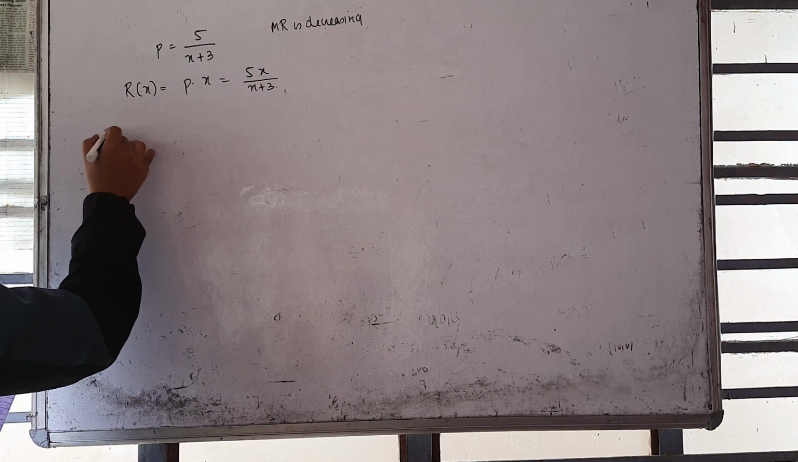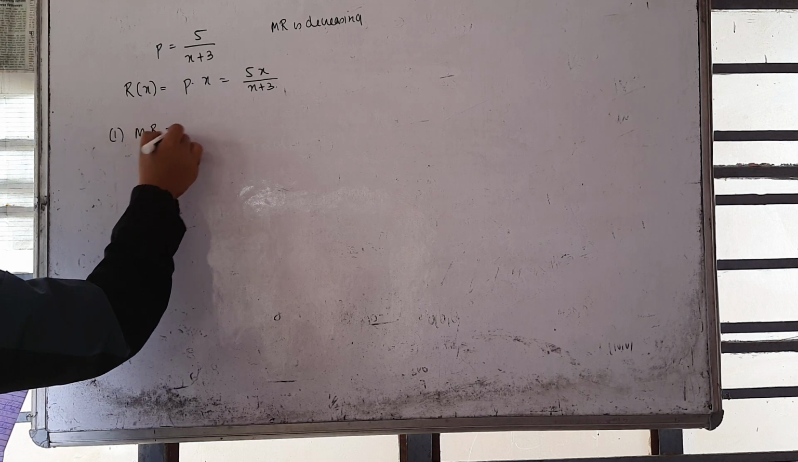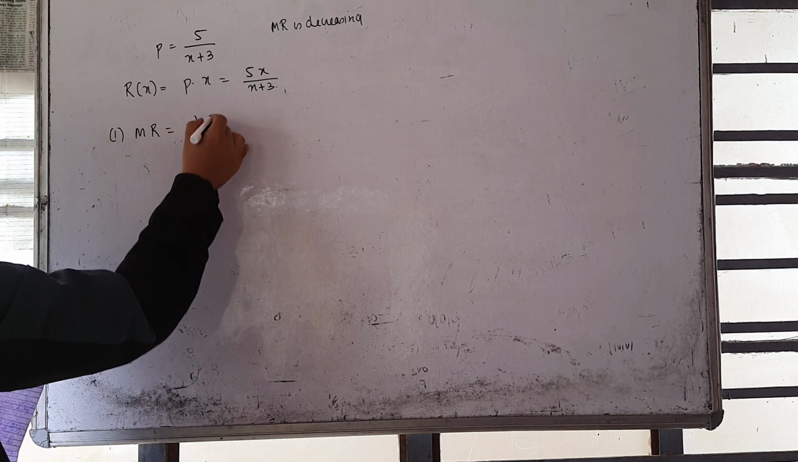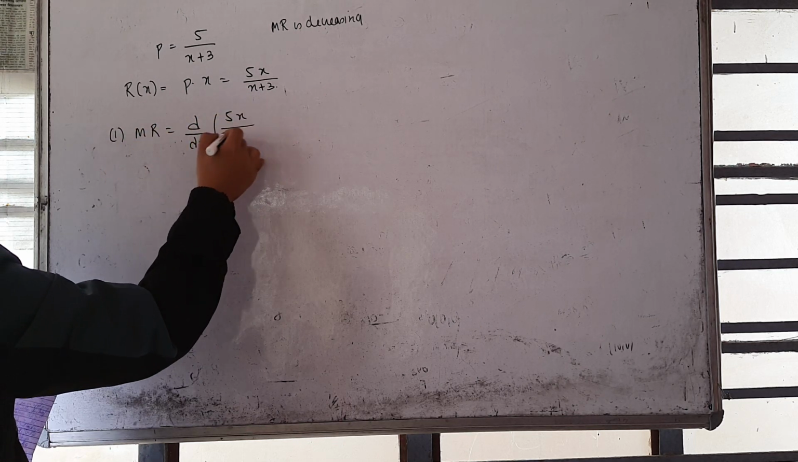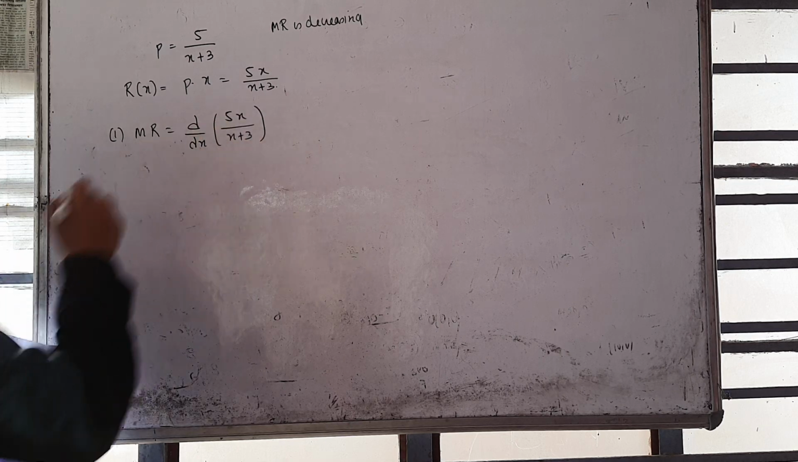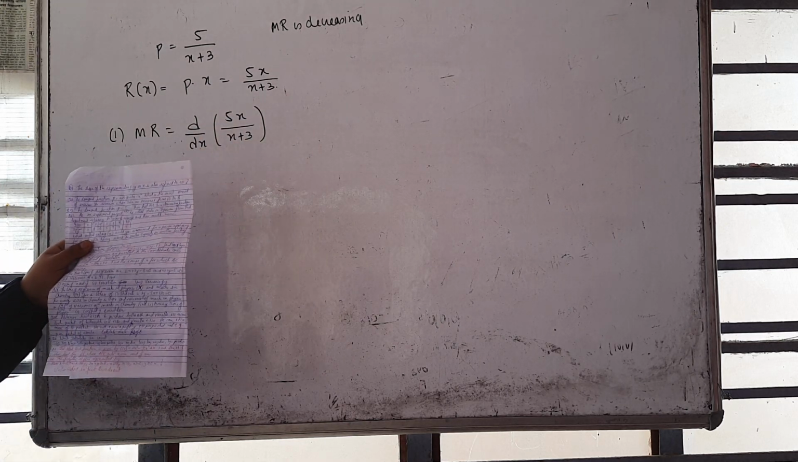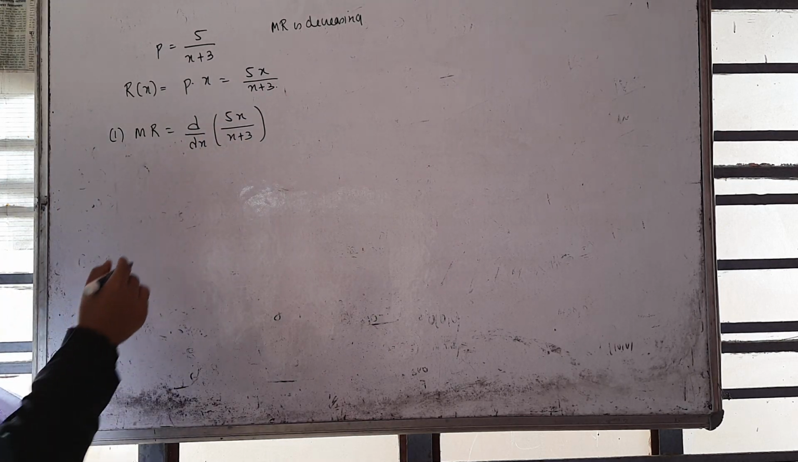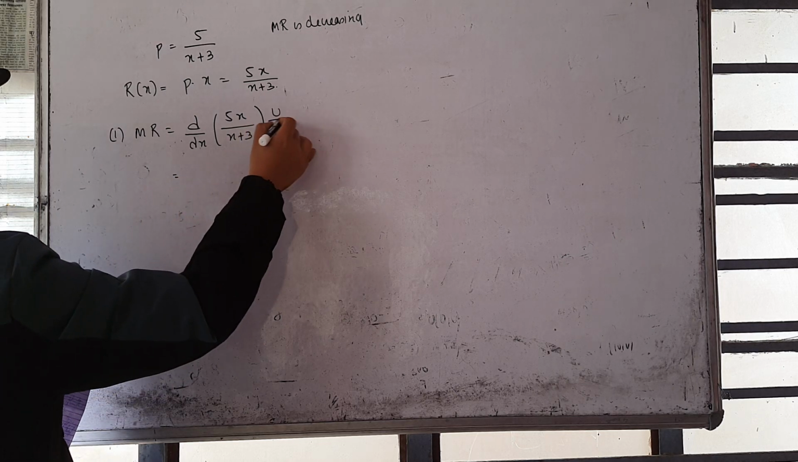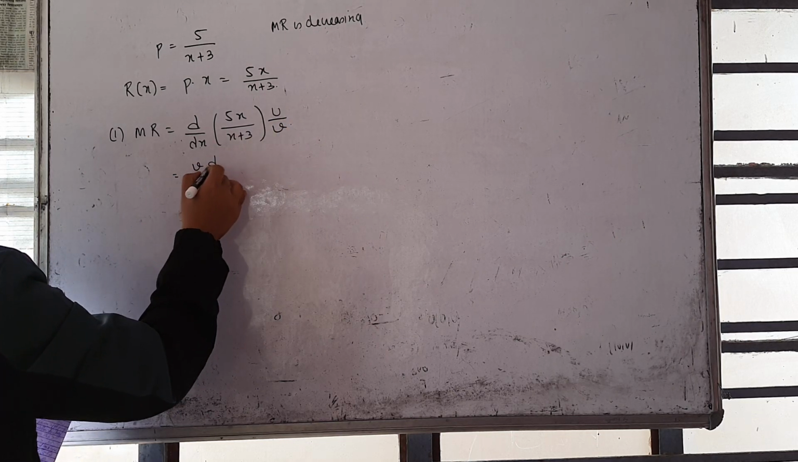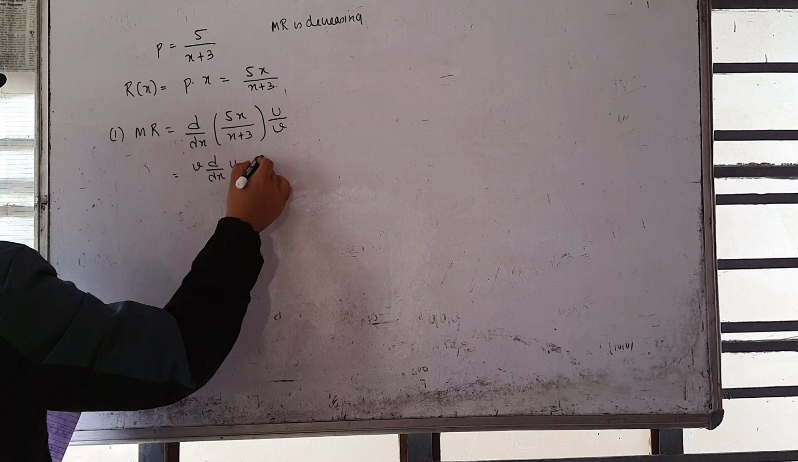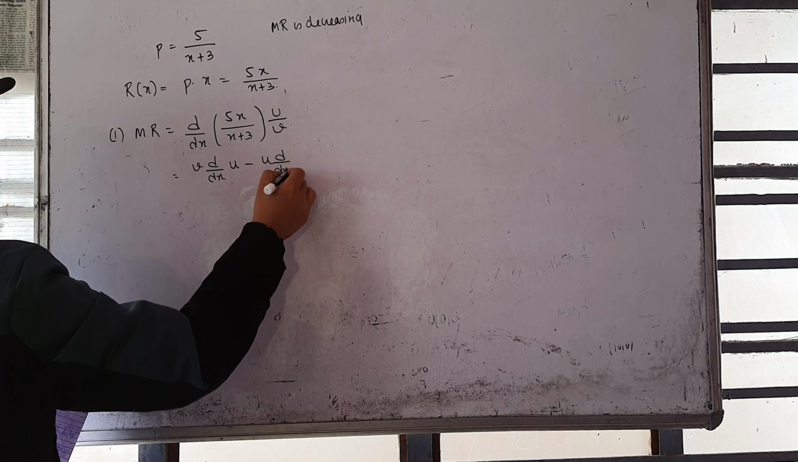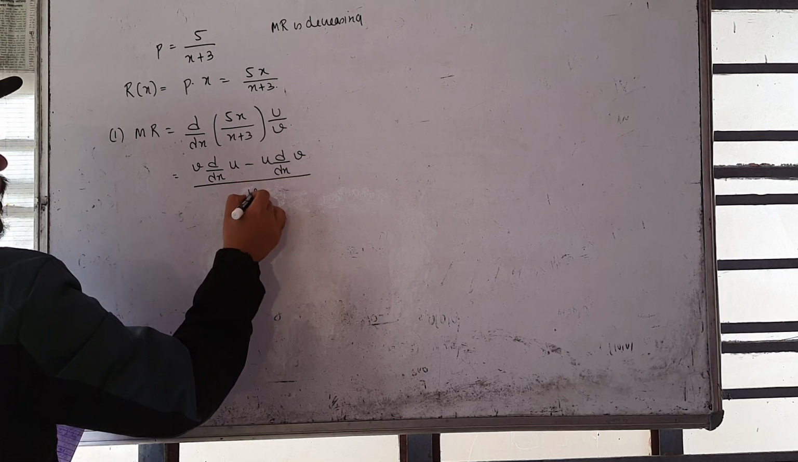Now how do you find marginal revenue, guys? I have to differentiate the revenue, that is 5x divided by x plus 3. So I have to use the quotient rule. I hope you have not forgotten that. Yes or no? What is the quotient rule? This is your u and this is your v. It is v d by dx of u minus u d by dx of v, divided by v square.